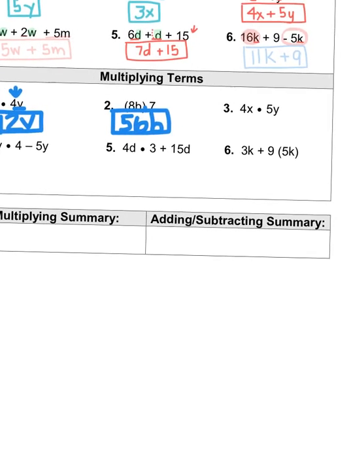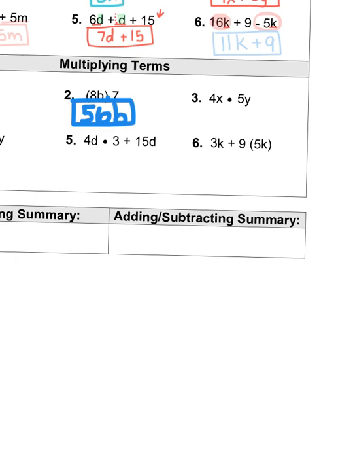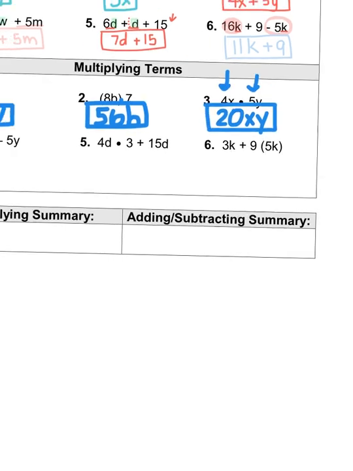Number 3 sometimes confuses 8th graders because they're thinking about like terms, but in multiplication we don't care about the like terms. So simply multiply the coefficients. 4 times 5, that would be 20. But don't forget the variables. We're going to put the variables multiplied in alphabetical order. So our final answer would be 20xy. We can't simplify that anymore.